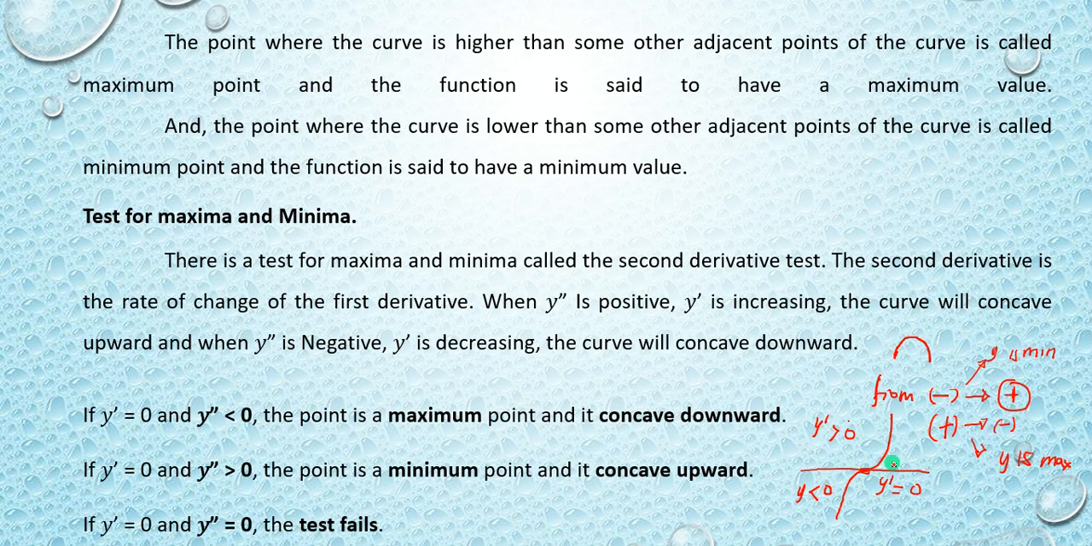This part, x is a constant and not increasing. y prime equals 0, but y prime does not change sign, so x is a constant and yields neither a maximum nor a minimum at that point.